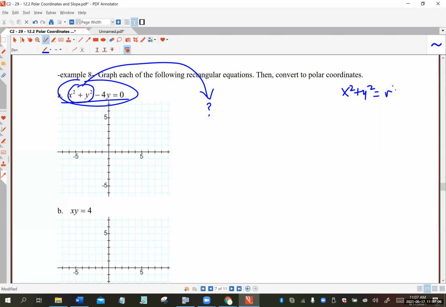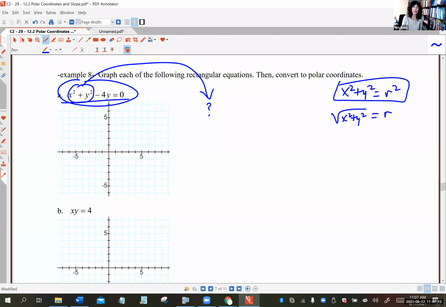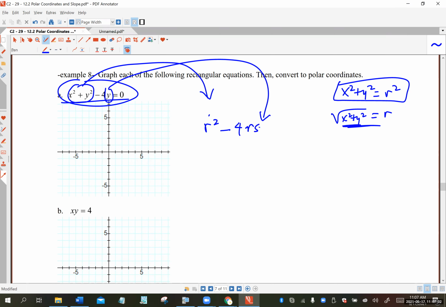R squared. Right. So you want to remember two things about R. X squared plus Y squared all by itself is R squared. That's the Pythagorean theorem. But if you just need R without being squared, it's the square root of X squared plus Y squared. So it's going to be R squared, and then you have minus 4Y. But what's Y? Look at the R conversion. R sine theta.